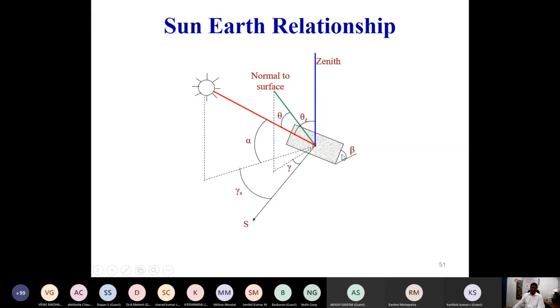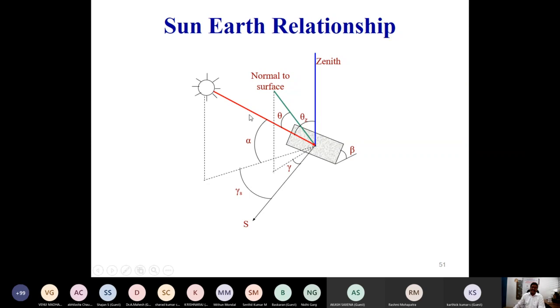Now my question is, we have 2 degrees of freedom. As per my earlier discussion, there are 5 variables. The first 3 variables we can't change, that is the date, time and place. Only the last 2 variables, beta and gamma, we can change: the vertical angle and horizontal angle, the zenith angle and azimuth angle. Zenith angle is beta, azimuth angle is gamma.